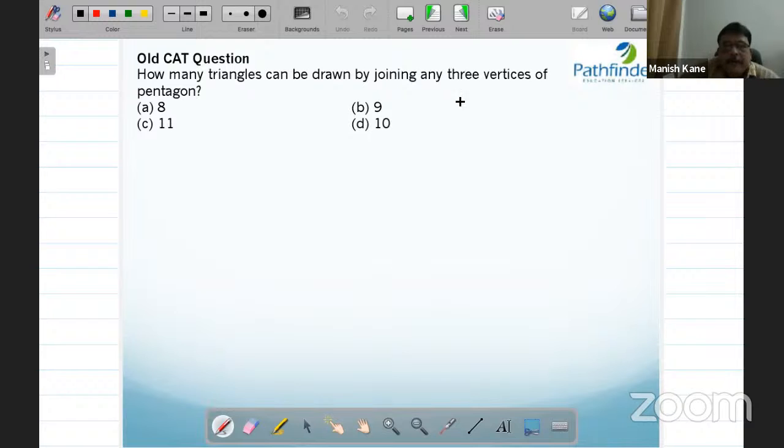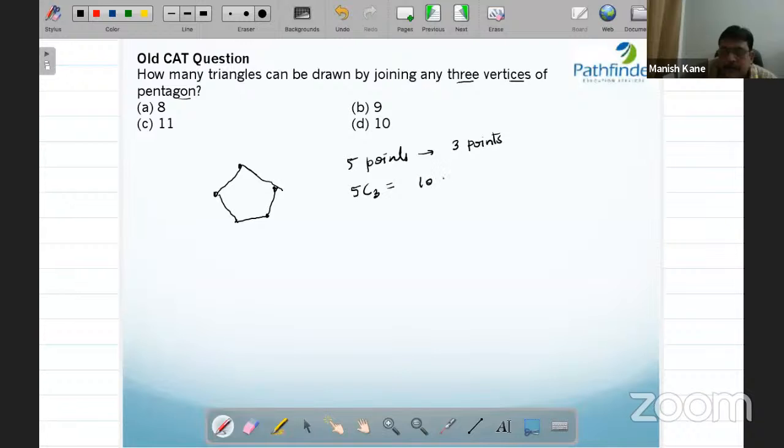How many triangles can be drawn by joining three vertices of a pentagon? So a pentagon is basically a figure with five sides. So 1, 2, 3, 4, and 5. This is a pentagon. So you can see that there are 5 points. And to make a triangle out of 5 points, you have to select 3 points. In how many ways can you do that? You can do that in 5C3 ways. Your answer is 10.